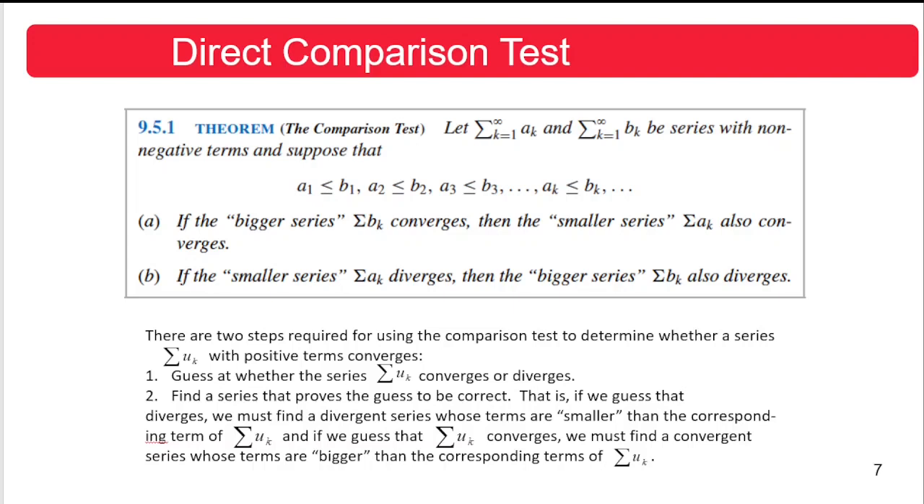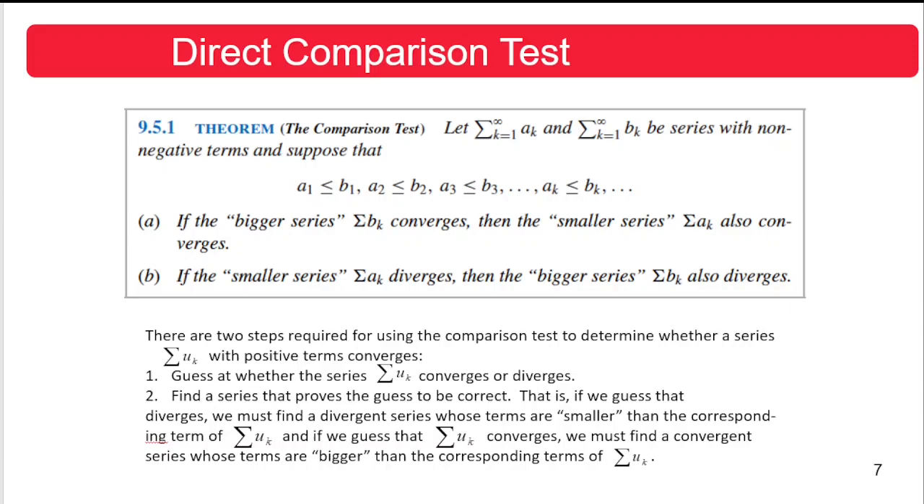In the comparison test or direct comparison test, let summation of a sub k where k is from 1 to infinity and summation of b sub k where k is from 1 to infinity be series with non-negative terms. And suppose that a sub 1 is less than or equal to b sub 1, a sub 2 is less than or equal to b sub 2, a sub 3 is less than or equal to b sub 3, and so on up to a sub k is less than or equal to b sub k. As you can see, a sub 1 up to a sub k are the terms of the smaller series, and b sub 1, b sub 2 up to b sub k are the terms of the bigger series.